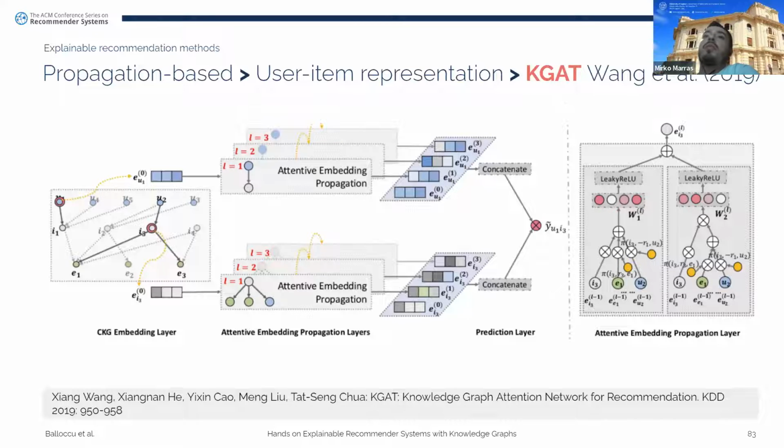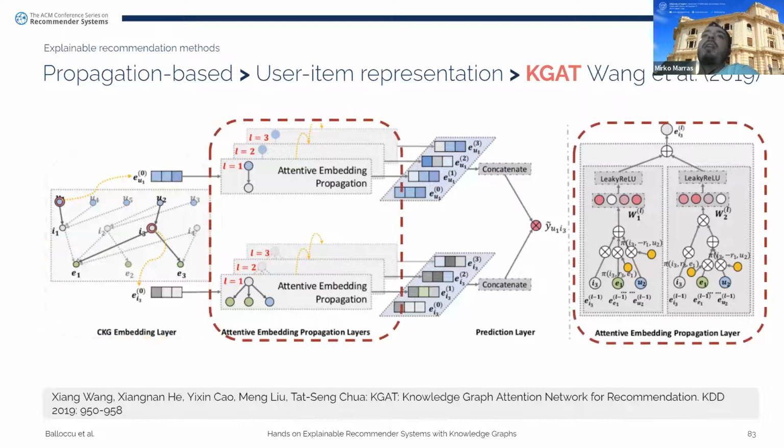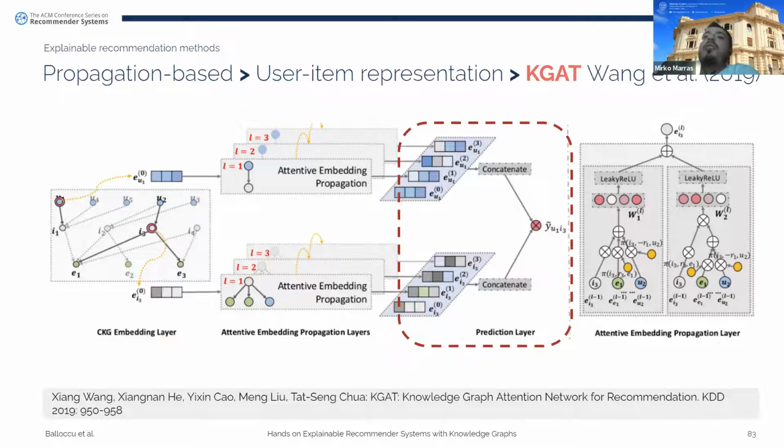This model framework consists of three main components: the embedding layer, which parameterizes each node as a vector by preserving the structure of the KG; an attentive embedding propagation layer, which recursively propagates embeddings from a node's neighbors to update its representation, and employs knowledge-aware attention mechanisms to learn the weight of each neighbor during propagation. And finally, we have the prediction layer, which aggregates the representations of a user and an item from all propagation layers and outputs the predicted matching score.